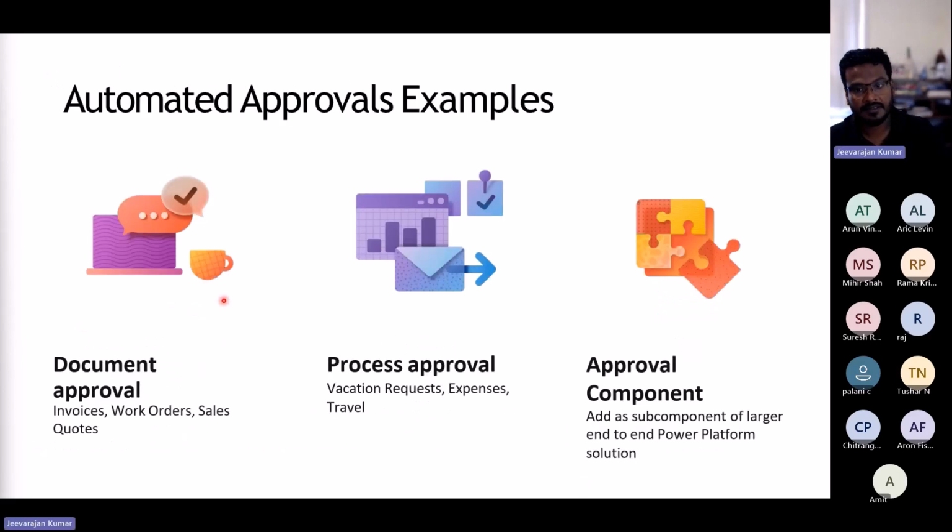The example we're going to see today is pretty much available in Microsoft Learn as well, the same thing that I'm going to show you now. I'll also share the links later in the chat, which you can refer to. Common places where we use approvals are document approval processes like your invoicing process, your sales process, your work order process, or personal approval processes like expense approvals, vacations, and travel expenses. You can also have an approval component as a subset of a larger enterprise solution. So these are all common approval scenarios where, day-to-day in our projects, we use approvals.